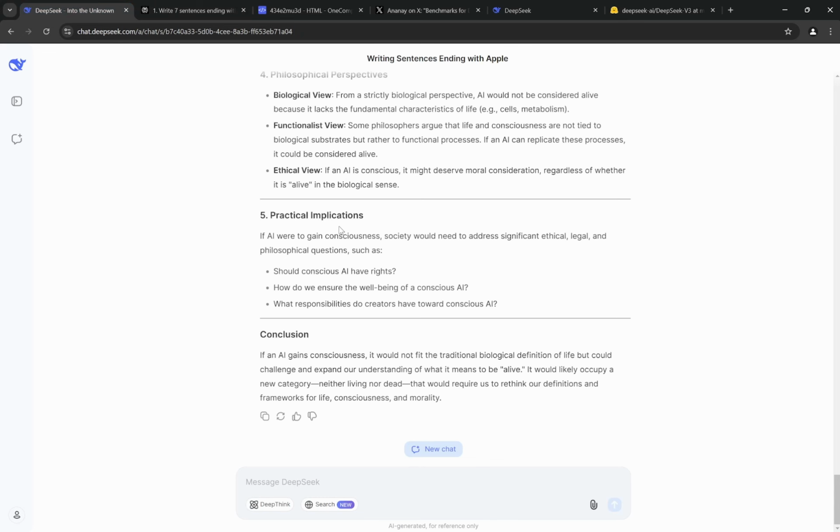The conclusion that DeepSeek gives us is that if an AI gains consciousness, it would not fit the traditional biological definition of life but could challenge and expand our understanding of what it means to be alive. It would likely occupy a new category, neither living nor dead, that would require us to rethink our definitions and framework for life, consciousness and morality.